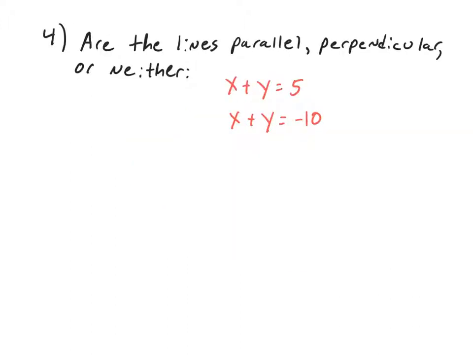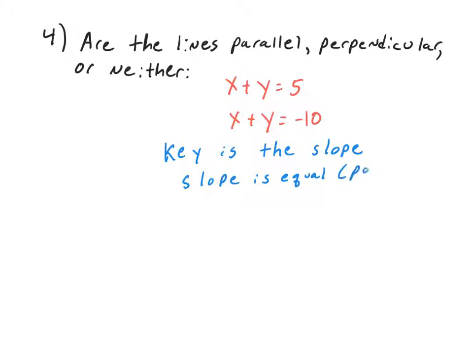Number 4, it's asking, are the lines parallel, perpendicular, or neither? The key to this kind of question is a slope. So what you do is you find the slope for the two equations. If the slope is equal for both of them, then they're parallel.